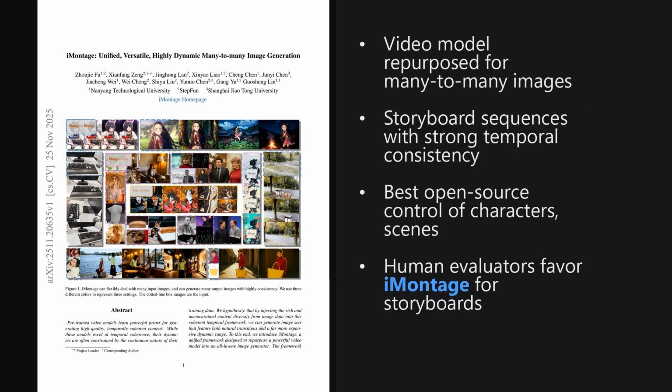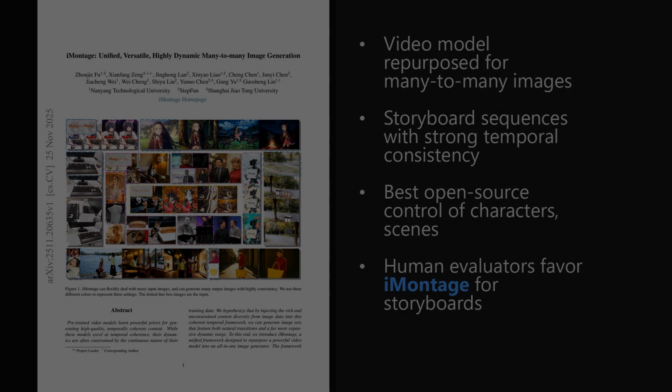I'm Alex. Today we are looking at a paper from the Hugging Face Trending List, published on November 25th, 2025, about 2 days ago. This paper turns a powerful video generation model into a unified many-to-many image generator, combining video-style temporal coherence with the wild diversity of standalone images to create highly dynamic, yet consistent, image sequences. The paper is titled iMontage, Unified, Versatile, Highly Dynamic Many-to-Many Image Generation. And as we will see later, the approach opens up some very exciting possibilities for flexible image editing and storytelling.